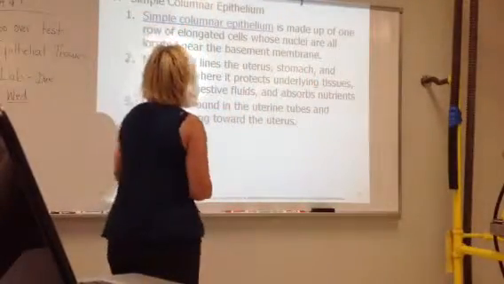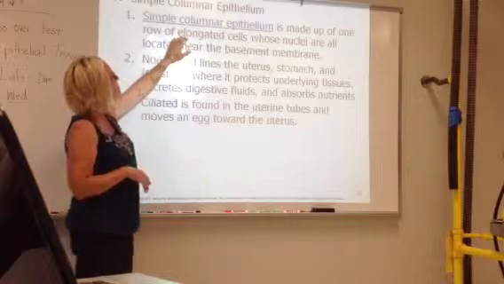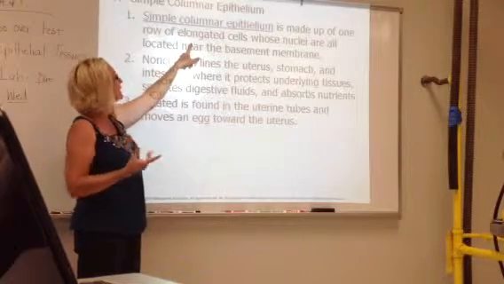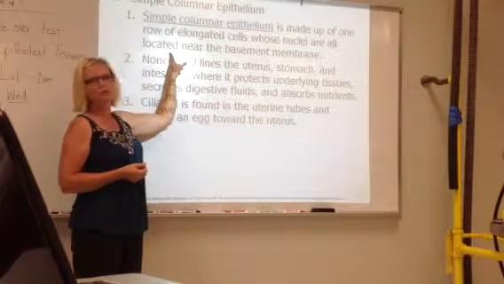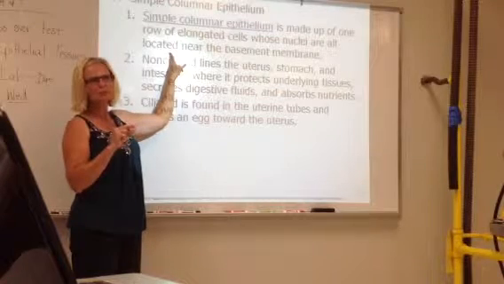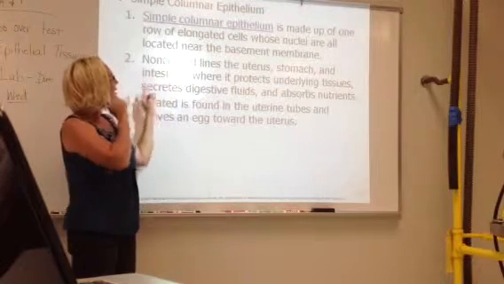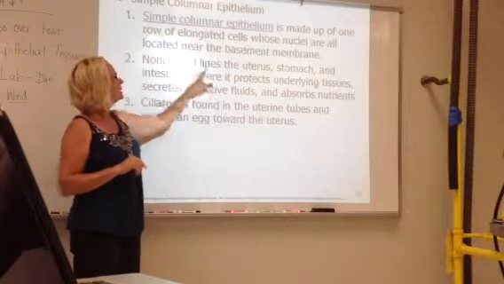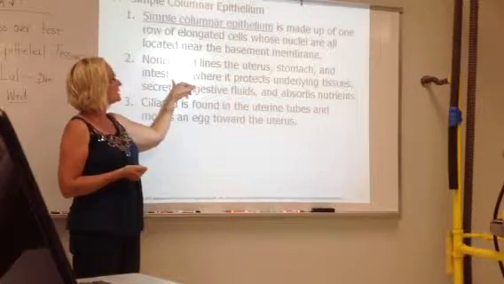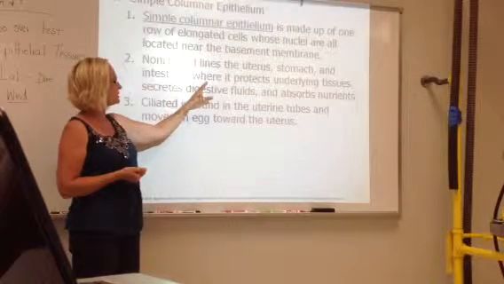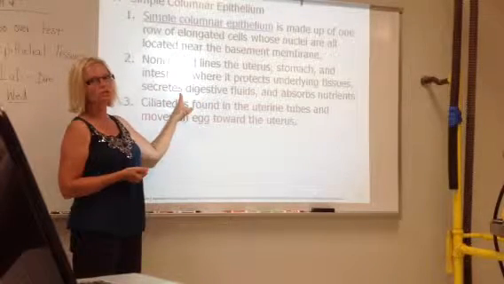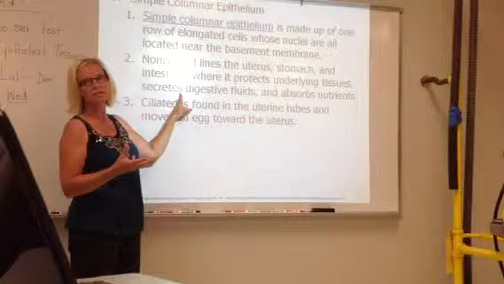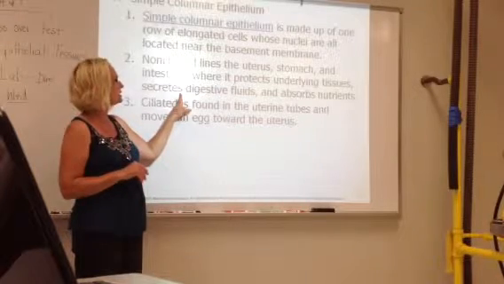Simple columnar, single column shaped, one row of long cells. Usually the nuclei are towards the bottom of these cells. Non-ciliated means no little hairs. The uterus, the stomach, the intestines, it's used for protection. Secretion, columnar is going to secrete digestive juices to help in digestion.